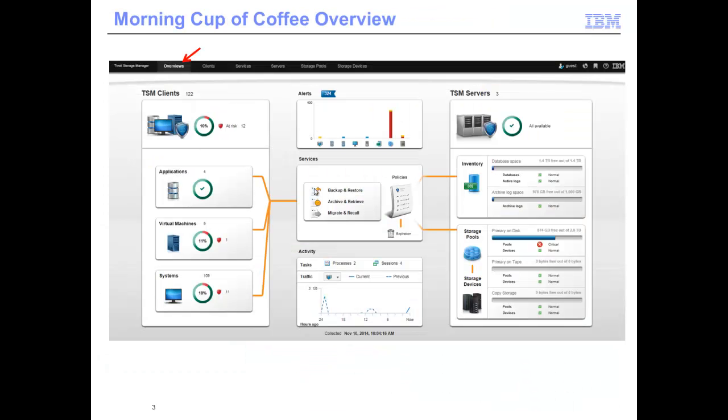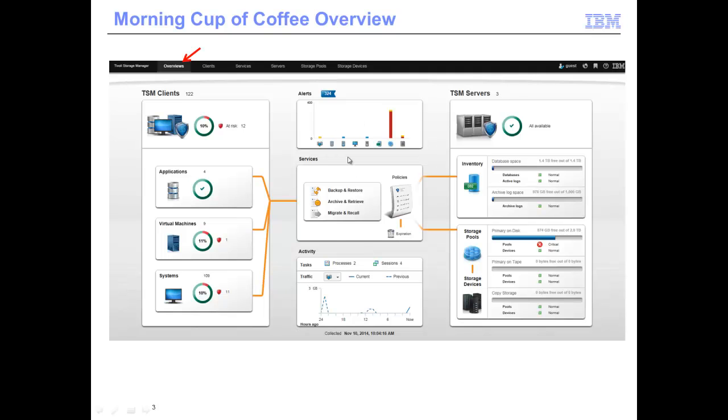The first thing an administrator sees when they log on is this morning cup of coffee overview. This is an overview of the entire Tivoli Storage Manager environment. It covers the machines that are being backed up, as you'll see here under the clients, and this includes both our applications, which would be your database and mail servers, as well as your virtual machines and different system machines like workstations and servers. On the right-hand side, we have the TSM servers, which would include all of your hub and spoke servers. So in this case, we're monitoring 3 servers. And you can see the status of the database space, the archive logs, as well as the storage pools.